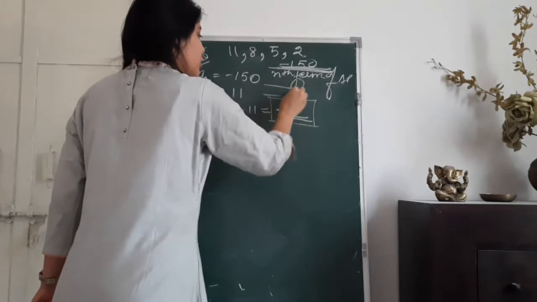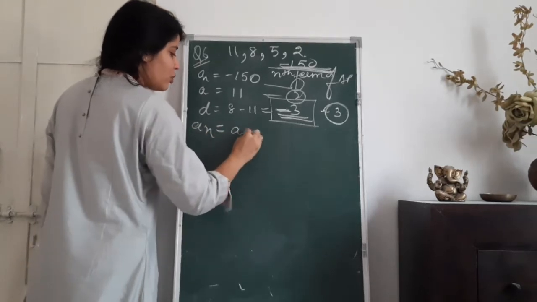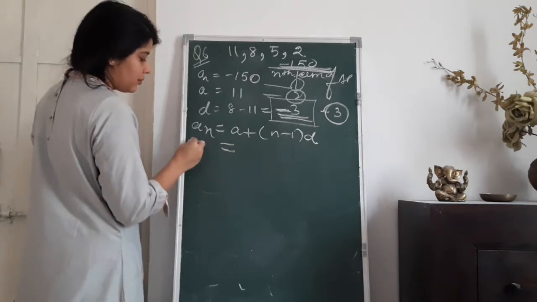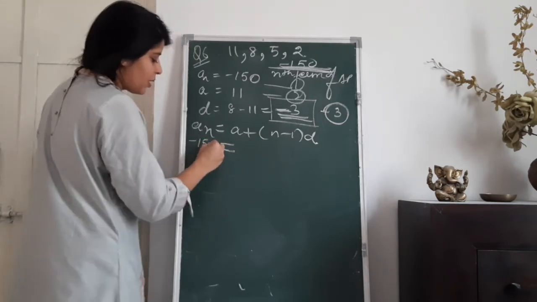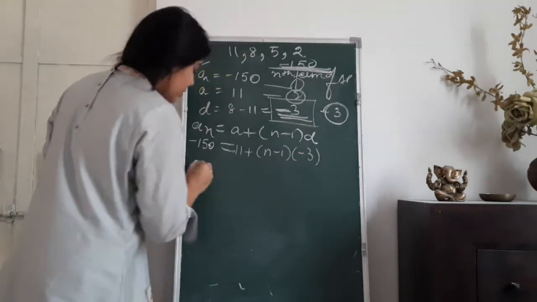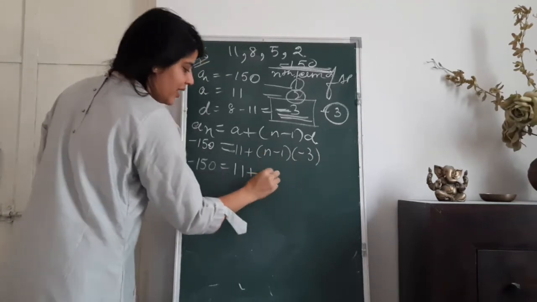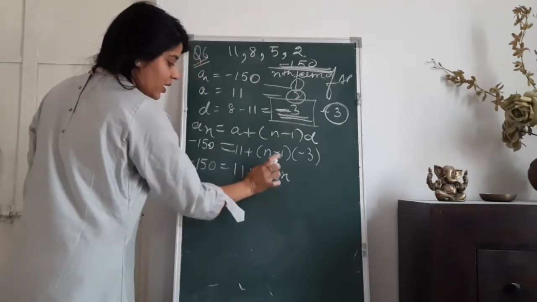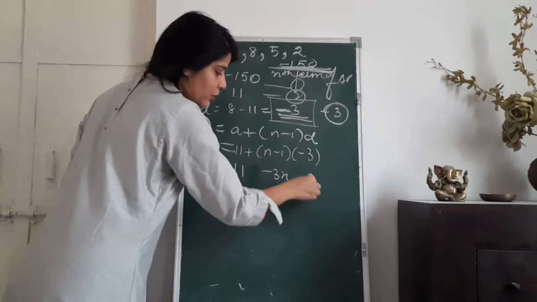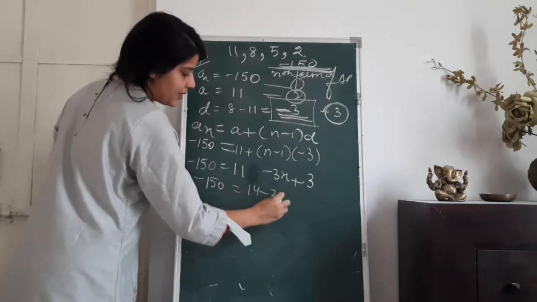Okay, so with the help of equations 1, 2 and 3, putting it in equation 4, that is AN is equal to A plus N minus 1 into D, where AN is what? Minus 150, A is what? 11 plus N minus 1, and D is what? Minus 3. So minus 150 is equal to 11 plus minus 3N, right? Minus 3N, because this will be multiplied by this and minus minus will become plus, so plus 3. So minus 150 is equal to 11 plus 3, which is 14, minus 3N.